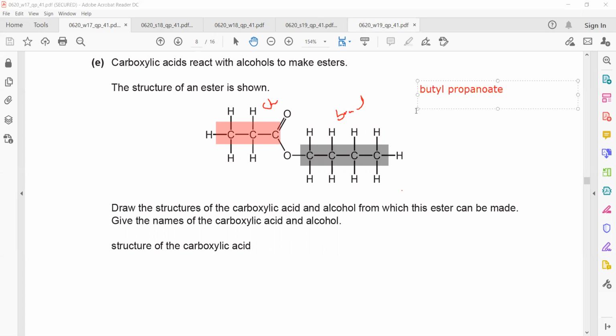So if it is butyl propanoate, which alcohol reacted and which acid reacted to form this ester? Which alcohol will be there? Butanol. And which acid is there? Propanoic acid.